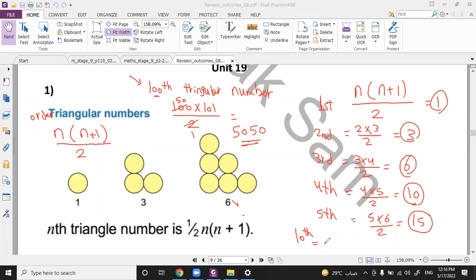Ilaria, I want to find the 10th triangular number. Ilaria, which order? We will write 10 times 11, multiply by n plus 1, divided by 2. So 55 is a triangular number. Did you get it? Okay.